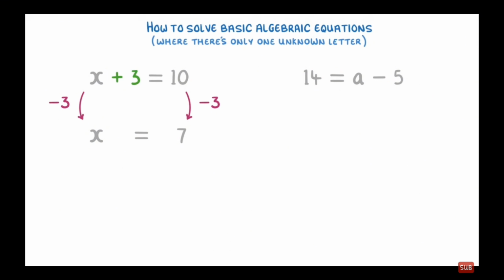Let's have a go at this second one, where 14 is equal to a minus 5. To get the a by itself, we need to get rid of this -5 term. So we're going to have to do the opposite and add 5. But remember, we have to add 5 to both sides. On the left, this gives us 14 plus 5, which is 19. And on the right, the -5 and the +5 cancel each other out. So we're left with just a, which means that a must equal 19.